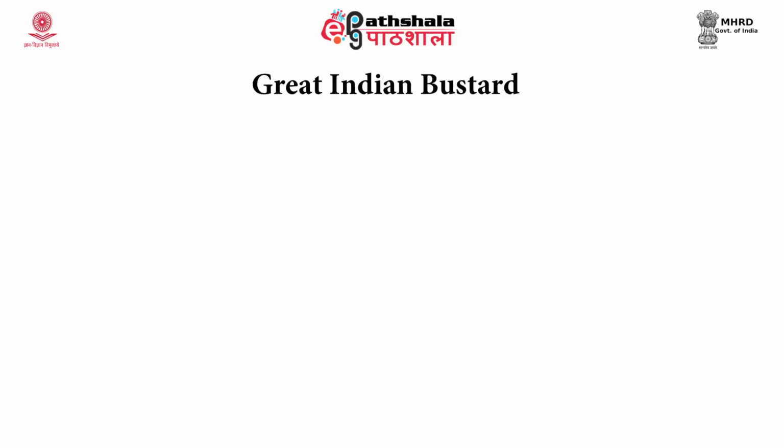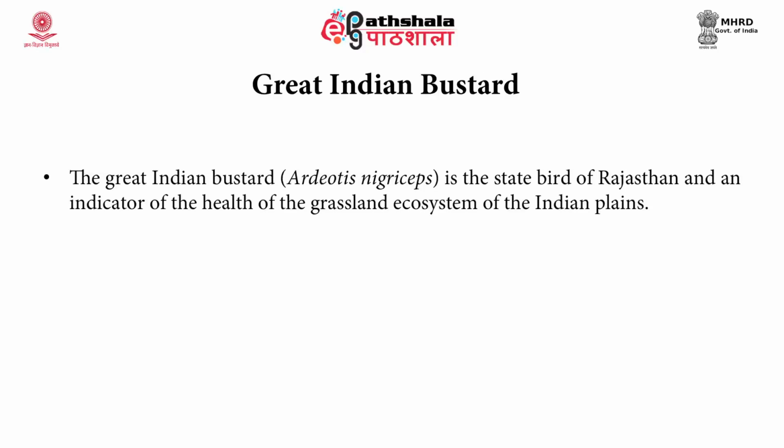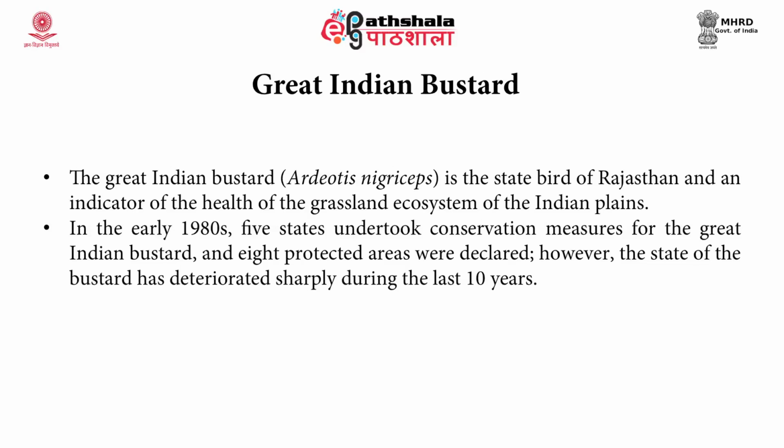The next is the great Indian bustard, which is scientifically also called Ardeotis nigriceps. It is the state bird of Rajasthan and an indicator of the health of the grassland ecosystem of Indian plains. In the early 1980s, 5 states undertook conservation measures for the great Indian bustard and 8 protected areas were created. However, the state of these bustards has deteriorated sharply in the last few years.